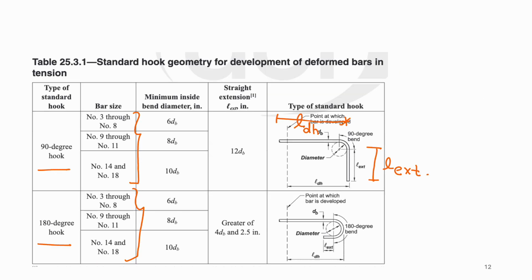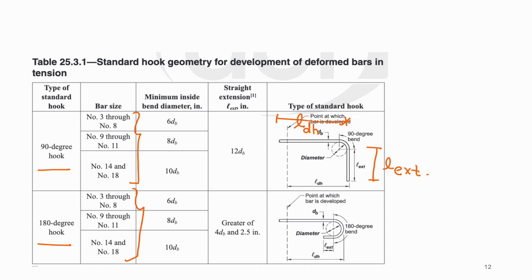So we mentioned earlier that we have 90-degree hooks and 180-degree hooks. We have 135 also. 90-degree hooks we are usually using for non-seismic conditions, and 135, 180 for seismic condition. Again, you have some bar size, and you need to find minimum inside bend diameter in inches. Again, you have different values depending on the bar size.